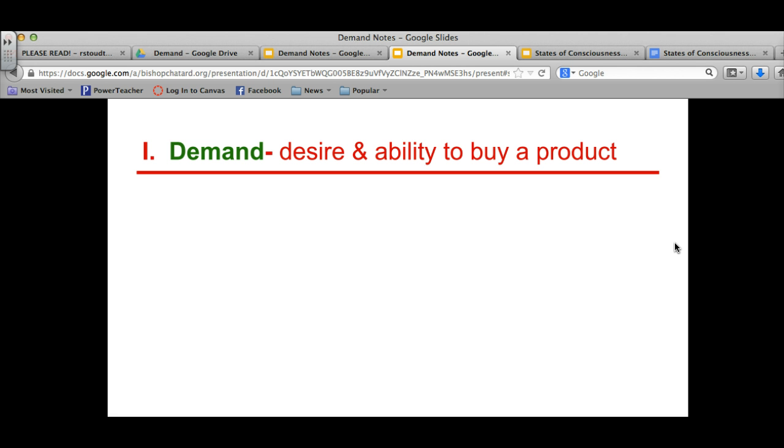Yes, at the end of this chapter, you will have a quiz over demand. So it will be the same format as the chapter 1 and chapter 2 quiz, where it's 10 matching, 10 multiple choice, and an essay. All right, so back to demand.